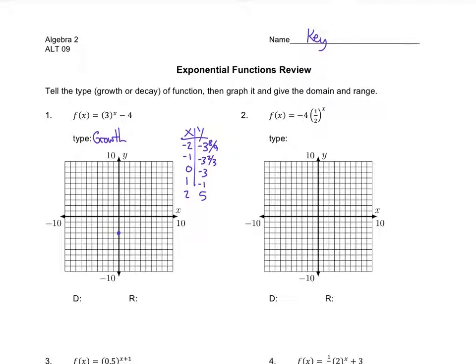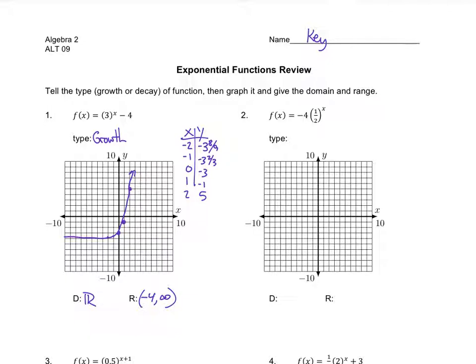0, -3, 1, -1, 2, 5, -1, -3 and 2/3, -2, -3 and 8/9. We're going to have an asymptote at -4. So our domain is going to be all real numbers, and our range is going to be -4 to infinity.